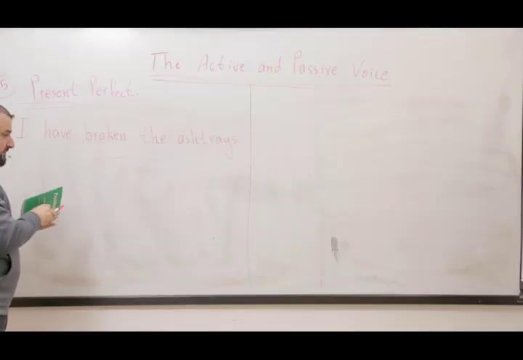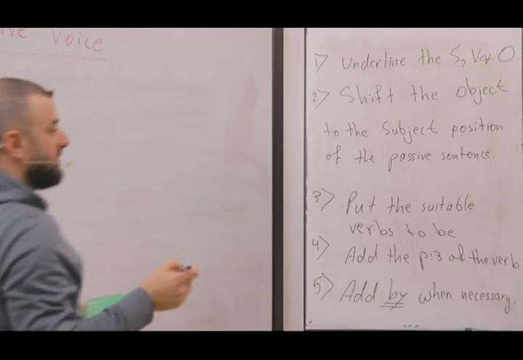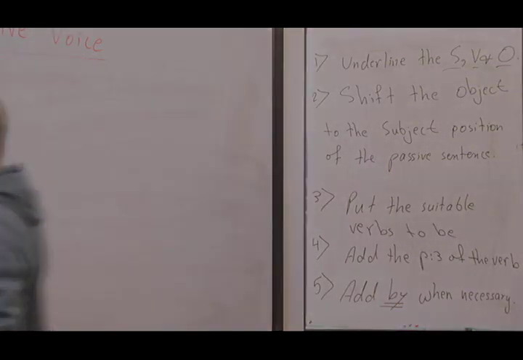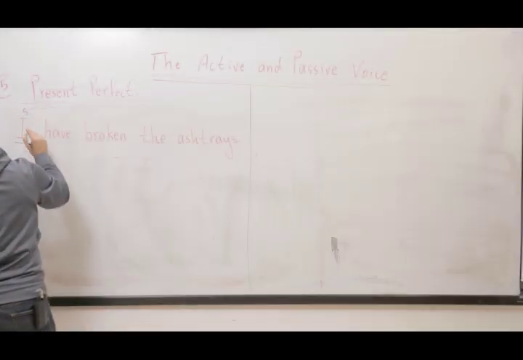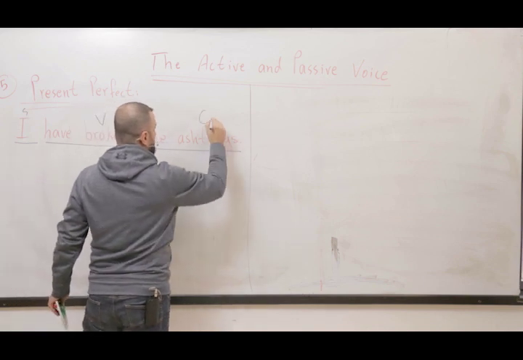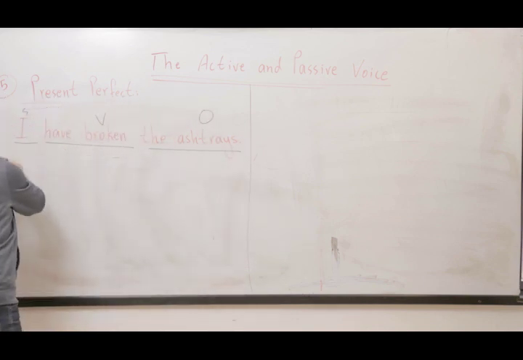First of all, as we discussed before, underline the subject, verb, and object of the sentence. I is the subject, have broken is the verb, the ashtrays is the object. Then we have to put the object here, the ashtrays.